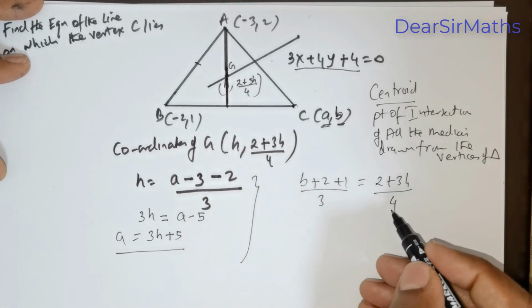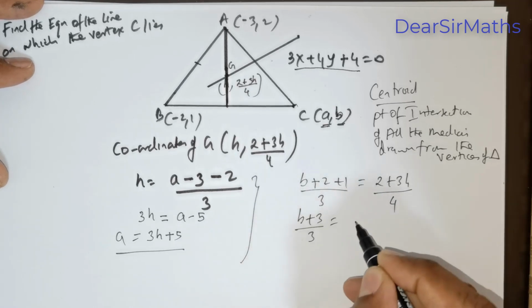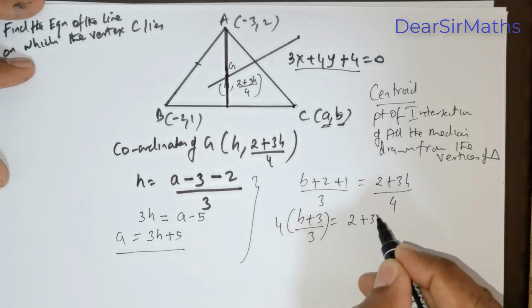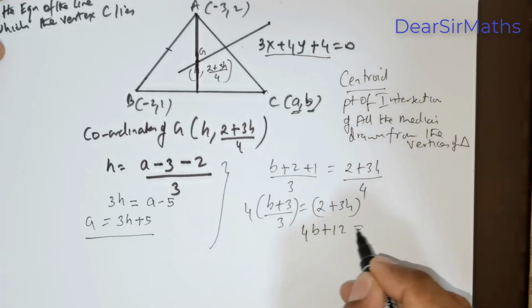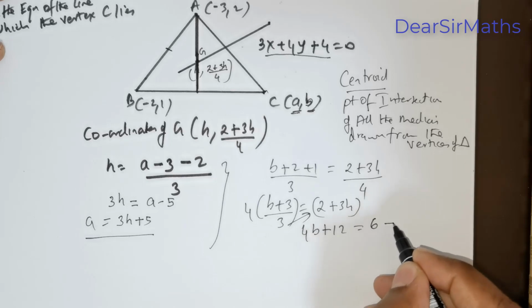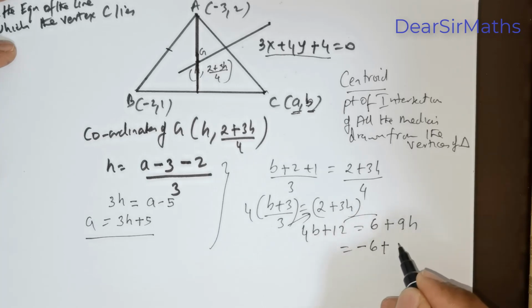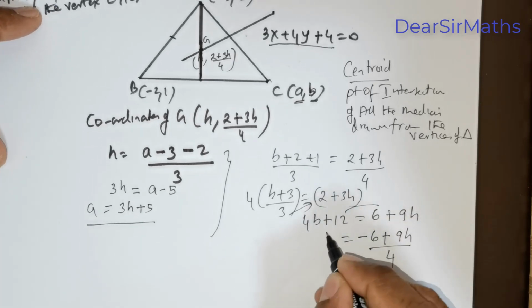Now to get the value of b, this is (b plus 3) divided by 3 is equal to (2 plus 3h) divided by 4. I'm pushing the 4 to this side, so 4 times (b plus 3) is equal to 3 times (2 plus 3h). So 4 times b plus 12 is equal to 6 plus 9 times h. If I move 12 to the other side, I get negative 6 plus 9 times h divided by 4 is equal to b.